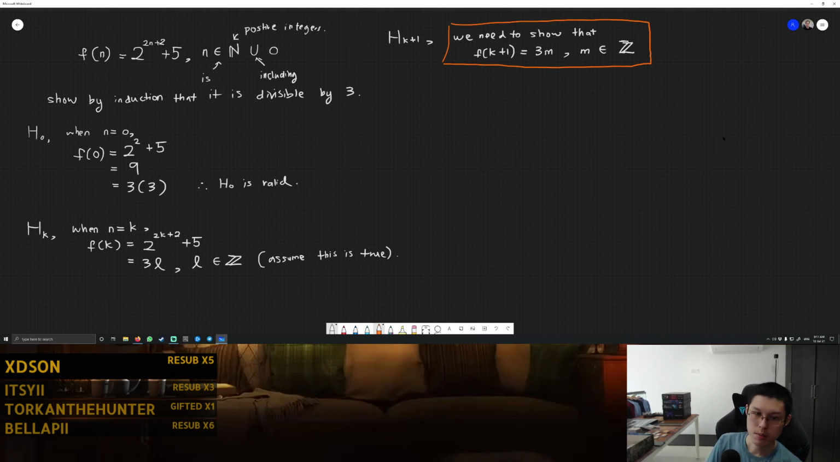So in order to show this part here, we need to take the difference. We need to show that the difference between fk+1 and fk is going to be some multiple of 3. So fk+1 is going to be 2^(2(k+1)+2) + 5, and then fk is 2^(2k+2) + 5 subtracted. So these two would cancel.